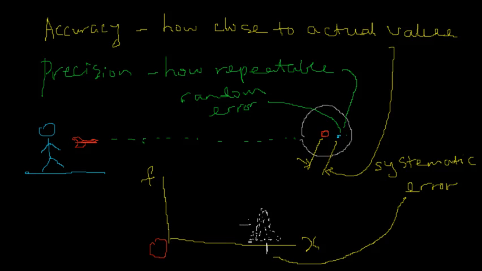And this width, the width of this spread if you like, let me represent this by two arrows here. Roughly the distance from one side to the other, how wide this group of points are. So this would roughly tell us the random error. So this distance tells us the random error. So that's accuracy and precision.